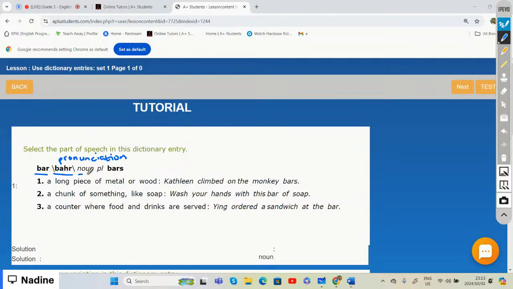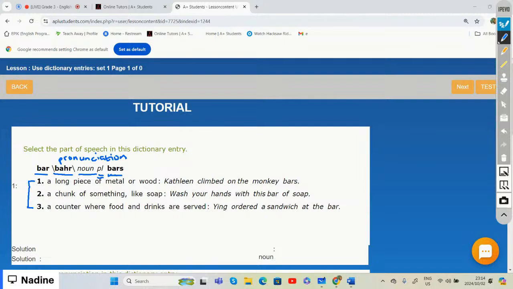Then we have the part of speech. It's a noun. Then if you see this PL, that means the plural of the word bar is bars. So they're giving us the plural form of bar also. Then here they're giving us number one, number two, number three, meaning that there are three meanings of the word bar.